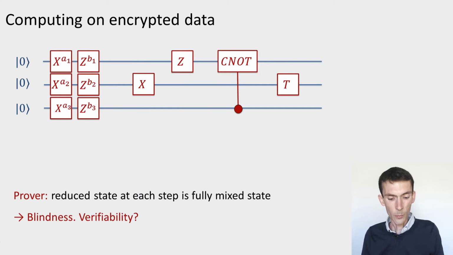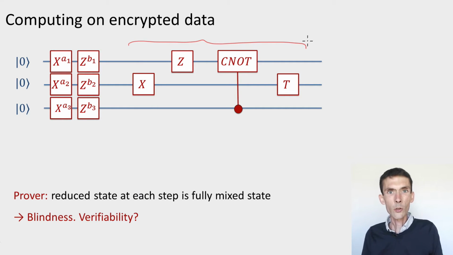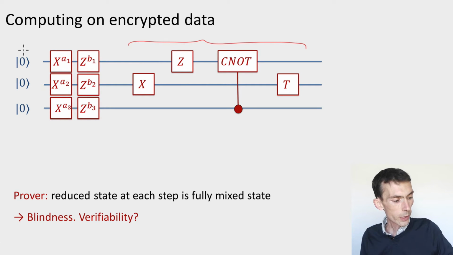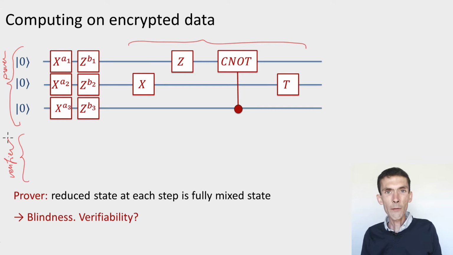So here's the setup. There's a circuit that the verifier wants the prover to run. This is the circuit here that we want to execute, and we want this circuit to be executed on the 0 input. Everything that's drawn up here is in the control of the prover, and I'm going to write at the bottom things that are controlled by the verifier. Instead of having the prover run the circuit on the 0 input, we're going to have it run the circuit on an encryption of the 0 input.